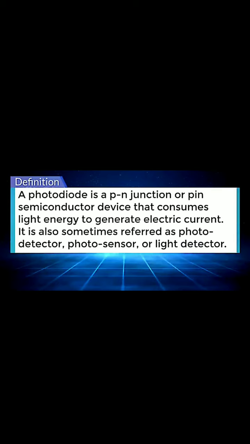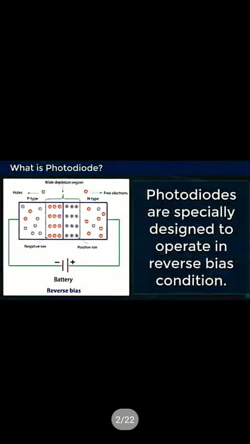It is also used as a counter. In some shops you see a notes counter machine. There also the photodiode is used, and it works very easily. That's why we can count the notes through that machine very fast. So the main application is that it is used as a counter. Okay, so what is a photodiode? We saw the definition.